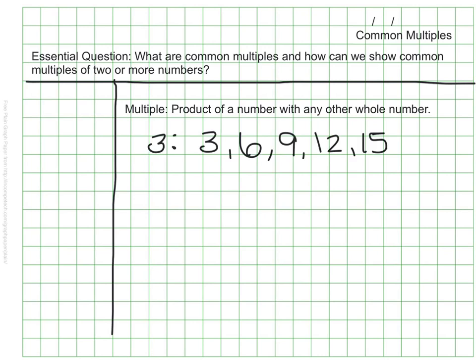How'd you do? Did you remember the 3? Sometimes people forget that 3 is a multiple of 3, but it is, right? 3 times 1, the whole number 1, is 3, so it is a multiple of 3.